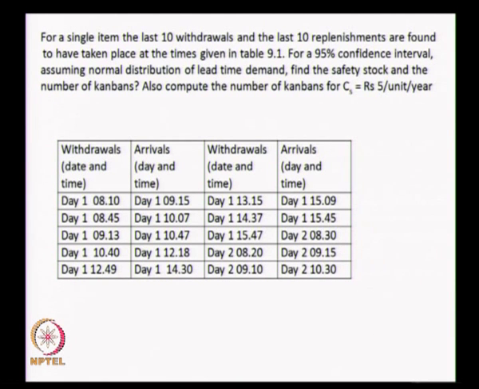Now, we have shown some data which says for a single item, the last 10 withdrawals and the last 10 replenishments are found to have taken place in the times given in the table. For a 95% confidence level, assuming normal distribution, find the safety stock and the number of Kanbans. Also compute the Kanbans for CS equal to rupees 5 per year. So, there are 10 withdrawals and 10 arrivals given.